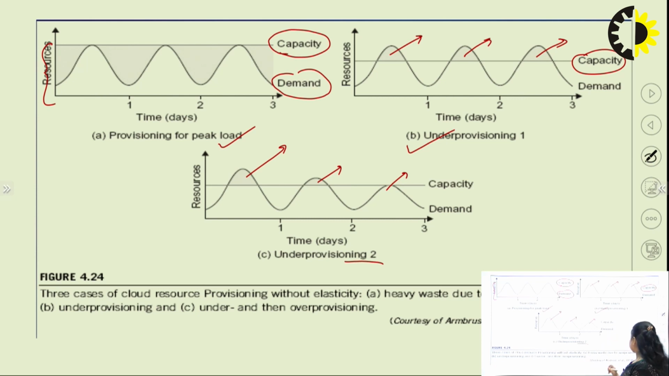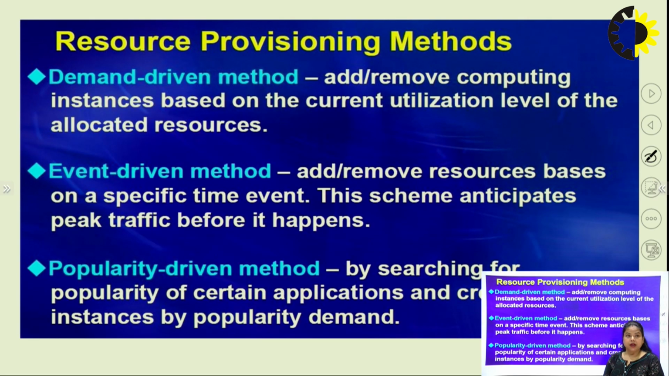So the first case is heavy wastage due to over provisioning. Why? Because in this case you can see that whenever resources are required, somewhere they are wasted for a number of days also, right? And so on. Now if I'm talking about resource provisioning methods, there are three basic methods. The first is the demand driven method, the second is the event driven method, and the third is the popularity driven method, right?